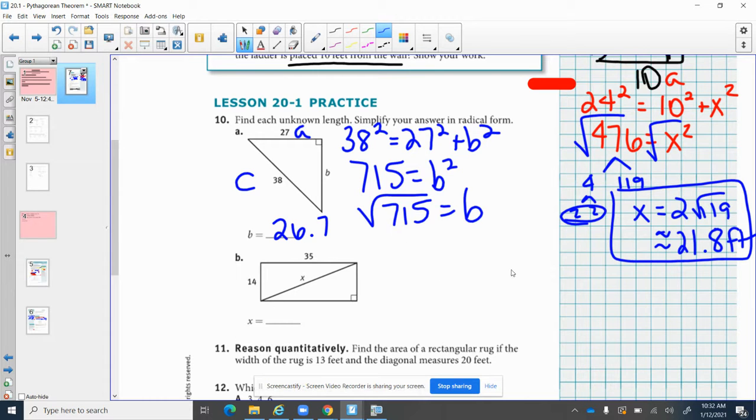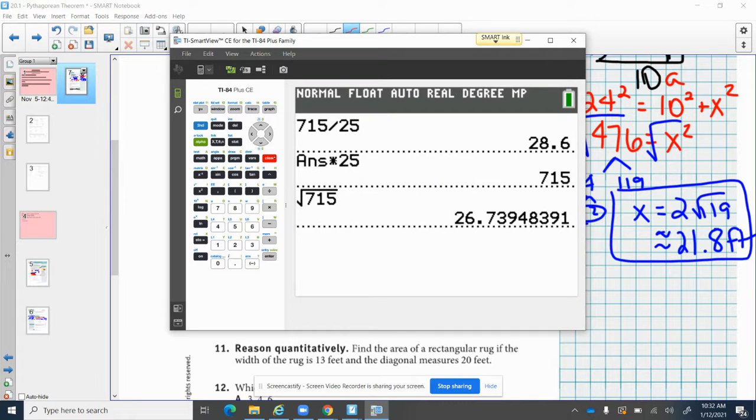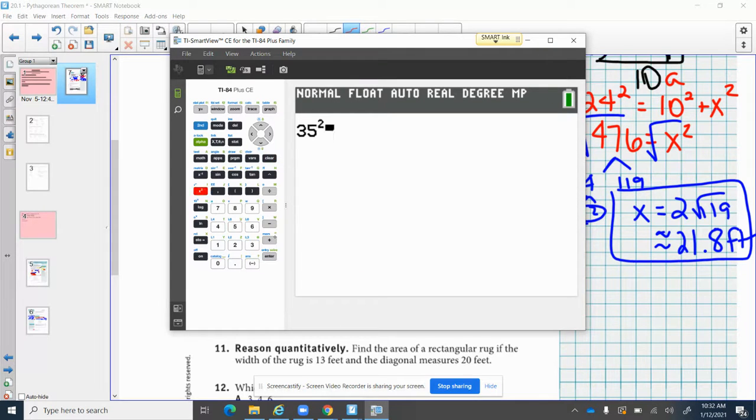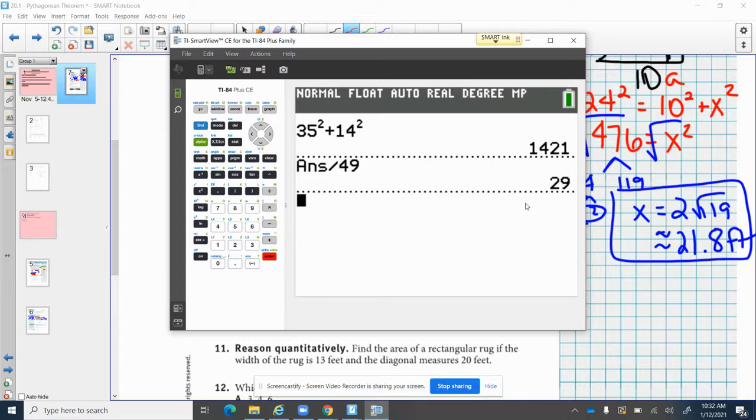And then our last one, notice the right angle in this rectangle means that this is our hypotenuse, and then we have A and B. So when you're only solving for the hypotenuse, it's a little bit easier because no subtraction is required. You would just add these two together. 35 squared plus 14 squared would be 1421. And actually, this one does have a perfect square that goes into it. The biggest perfect square that goes into this is 49.